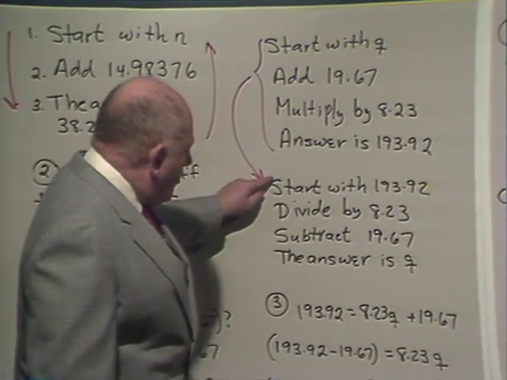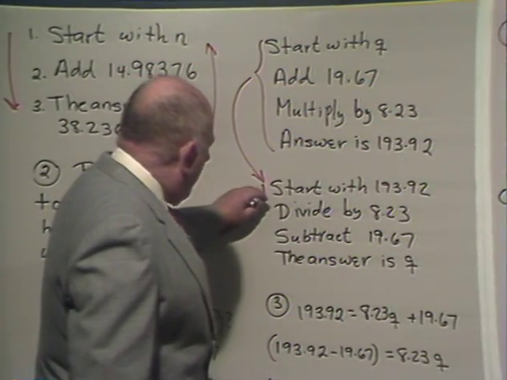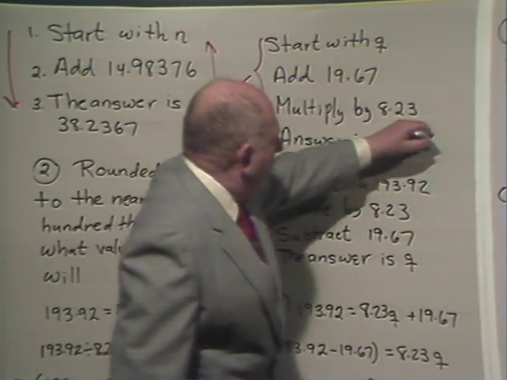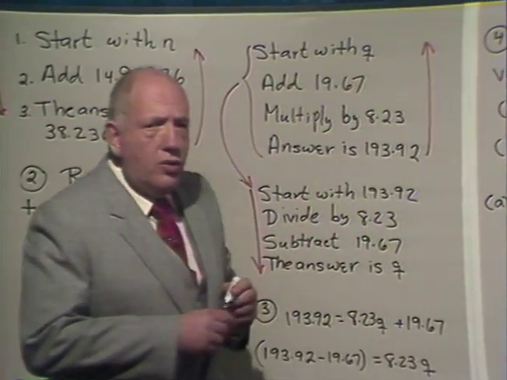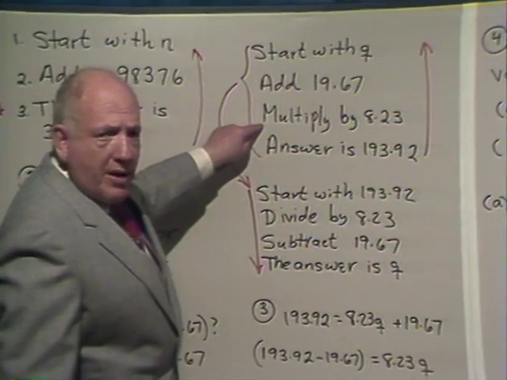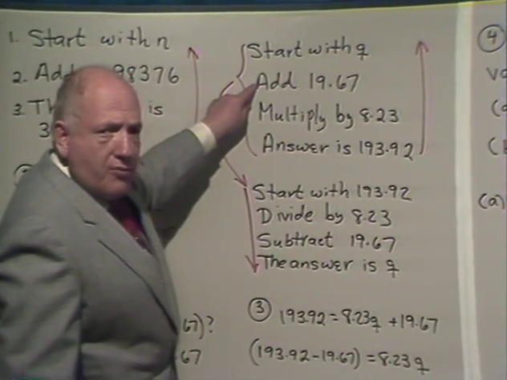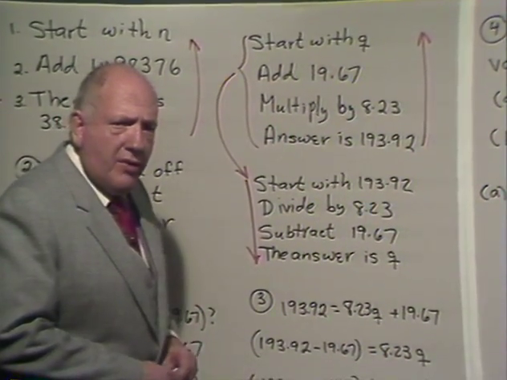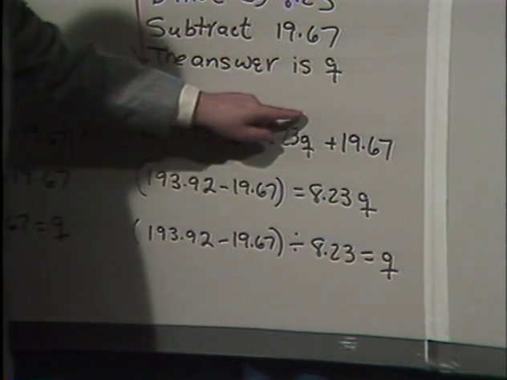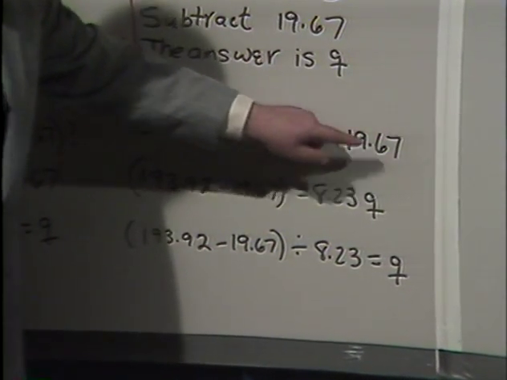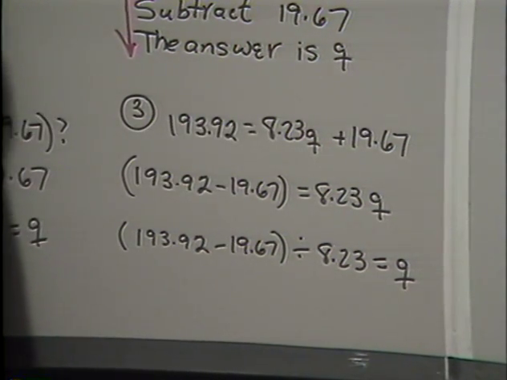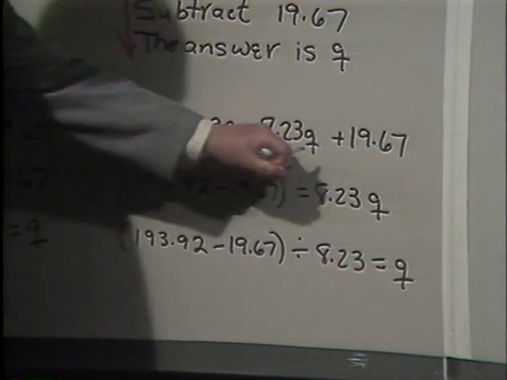All I want to make sure you understand is that reading this one from top to bottom is the same as reading this one from bottom to top, only making sure that the word multiply has been replaced by divide and add by subtract. And the grouping symbols are very important. In problem number 2, the grouping symbols enclosed the q and the 19.67. In problem number 3, I didn't put any grouping symbols in, but remember what's understood to be the case.